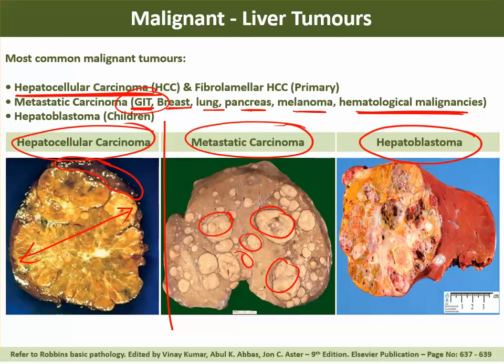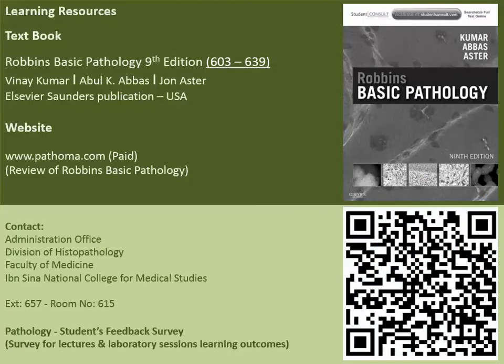So this ends the pathology of the liver. You can go to the Robbins book, pages 603 to 639. They discuss a lot about the pathology of the liver, and you can read from that resource.